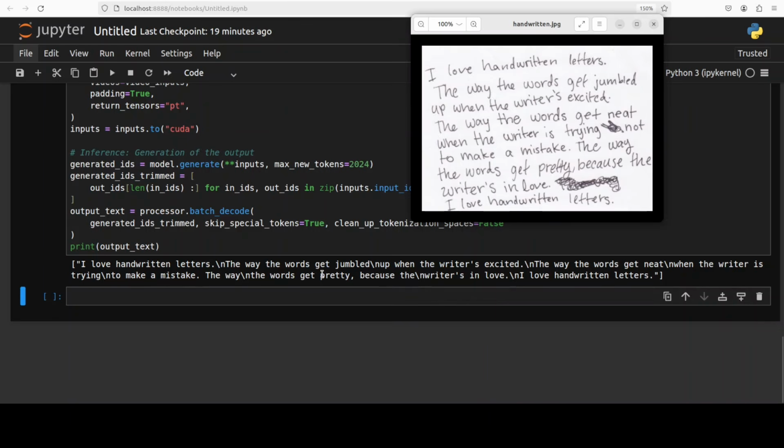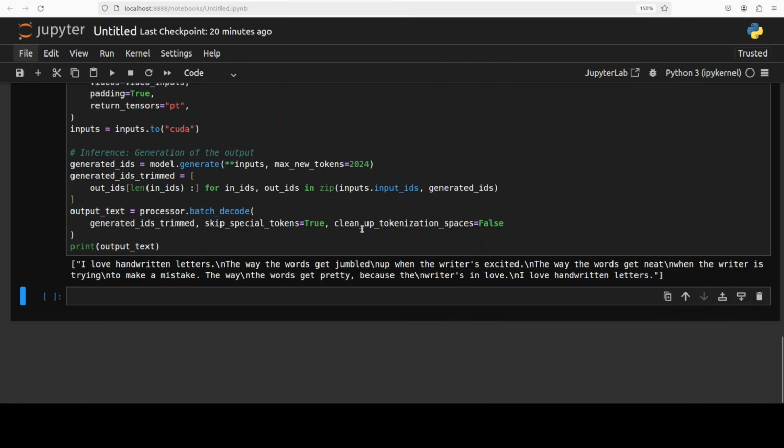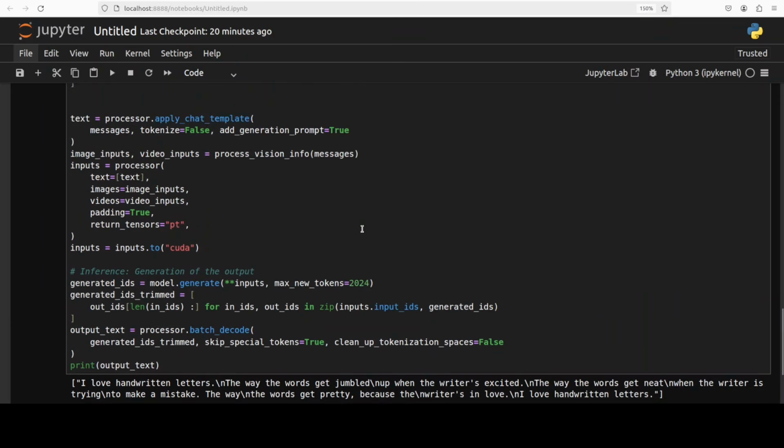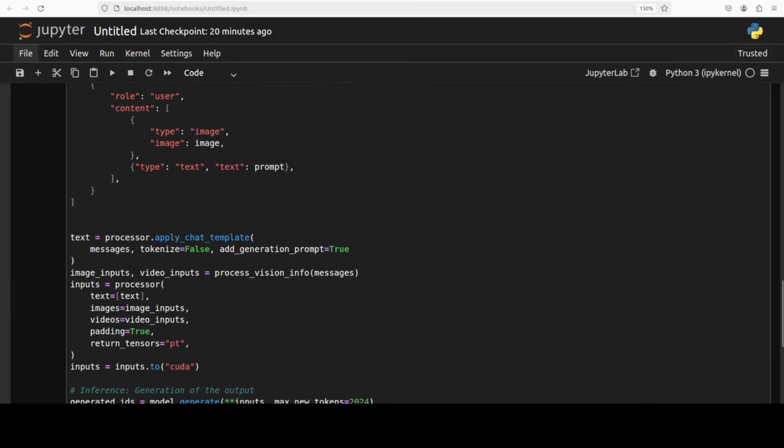The way the words get jumbled up. Yep, that's right, when the writer is excited. Sorry, I'm also reading it. I just want to make sure everything is correct, which looks pretty neat. Very minor mistakes, but all in all, it has done wonderfully well. That is good. So handwritten is good, English is good, Chinese also looks quite good to me in terms of OCR. But other than that, I think it's still not well multilingual in terms of OCR.